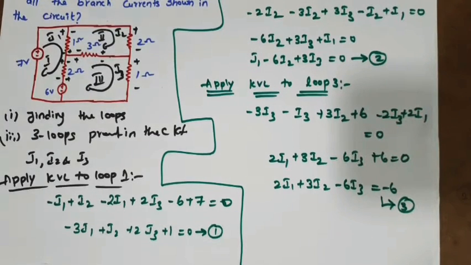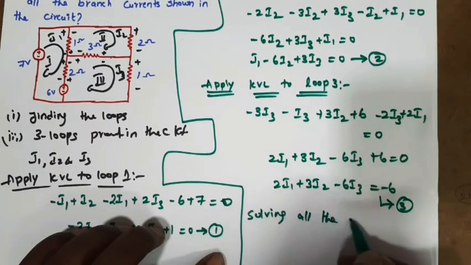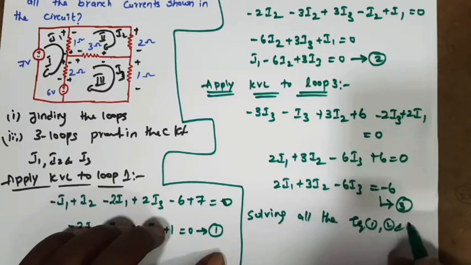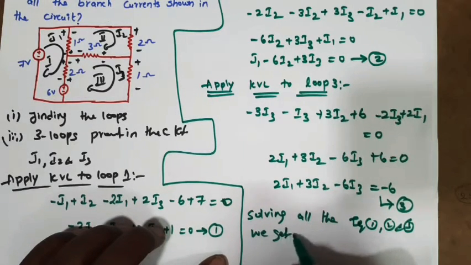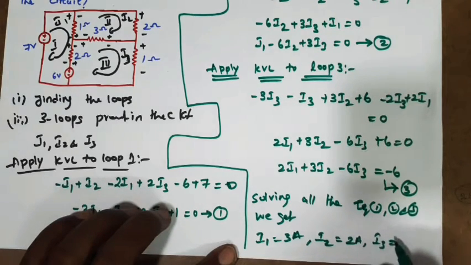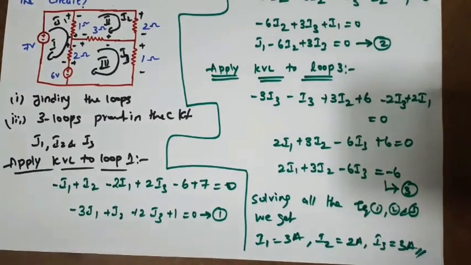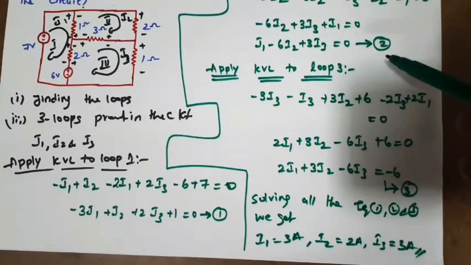By solving all the equations 1, 2 and 3, we get I1 is equal to 3 amps, I2 is equal to 2 amps, I3 is equal to 3 amps. You can solve by using your calculators, or by trial and error method. By solving all these 3 equations, you get these current values.